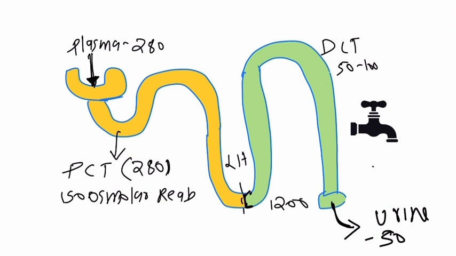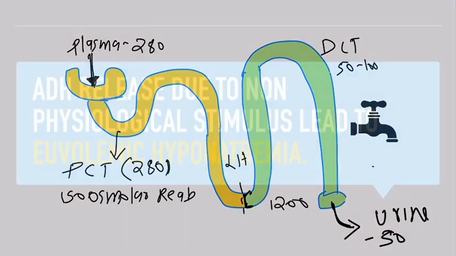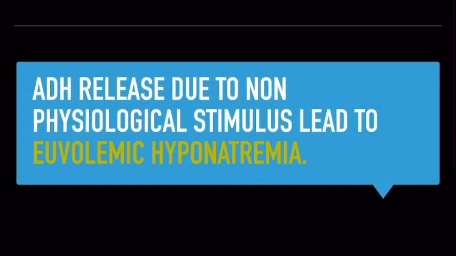Beyond this tip of the loop of Henle, the tract is impermeable to water. It can be made permeable only with the help of ADH. If there is an increase in the ADH level, it can increase aquaporins in this distal tubule, and it results in free water reabsorption. As I already told, ADH release due to a non-physiological stimulus leads to euvolemic hyponatremia. So this is one of the basics in hyponatremia.